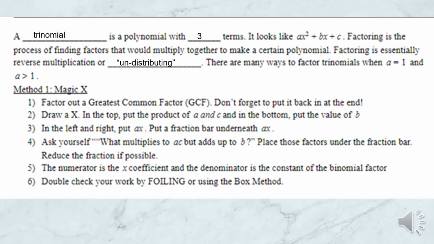We're then going to ask what multiplies to a times c and adds to b. We're going to put those factors under the fraction bar and reduce the fraction if we can. Then we will combine those fractions into our two binomials and check that we got the right answer. So here we go.